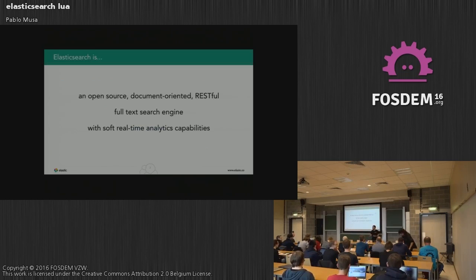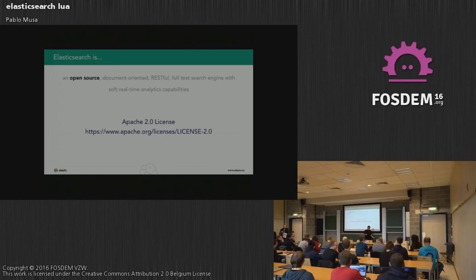So the first thing is what Elasticsearch is. Who knows Elasticsearch? Okay, who has used it or is using Elasticsearch? Okay, quite a few of you. So Elasticsearch is an open source, document-oriented, RESTful, full-text search engine, with soft real-time analytics capabilities, as you can say. So basically, it's Apache 2.